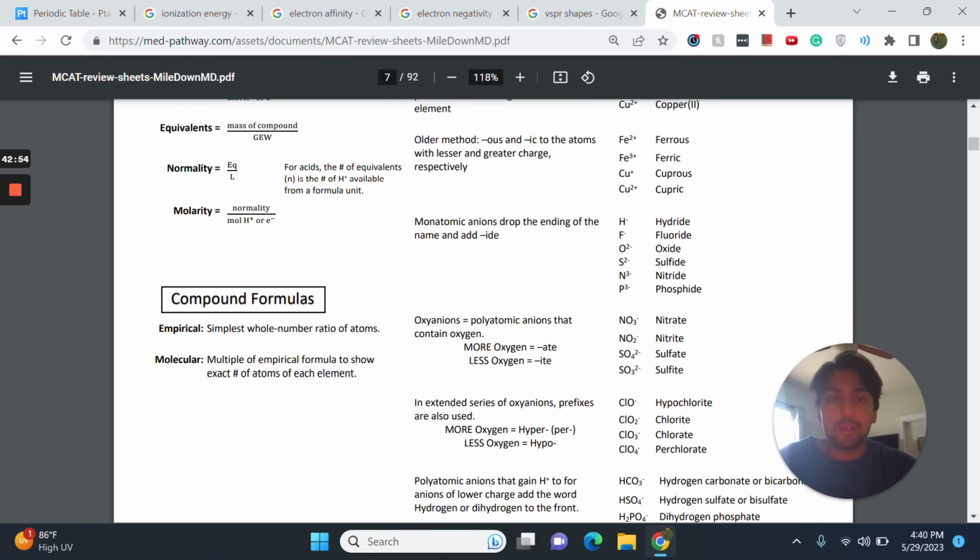The other thing to know is that when you have an anion, you remove the ending and you add an -ide. So this is hydride, fluoride, oxide, sulfide, nitride, phosphide, right?